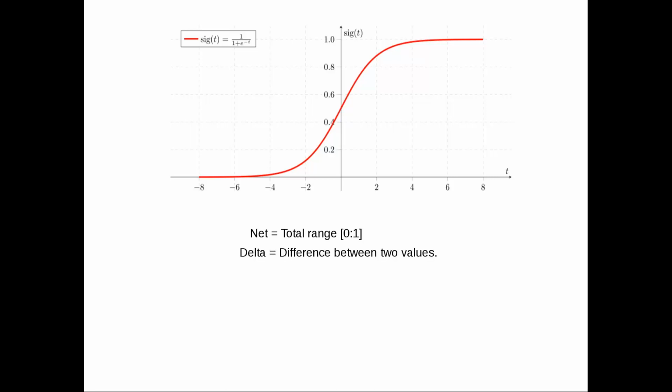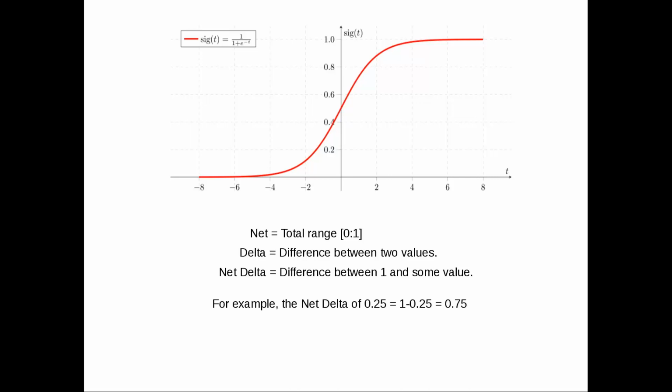A delta is simply the difference between two values. So for example, the delta of 3 and 1 is 2. 3 less 1 is 2. So therefore the net delta is the difference between 1 and some other value. For example, the net delta of 0.25 is 1 less 0.25, which gives us 0.75. So with those definitions in mind, let's get started.